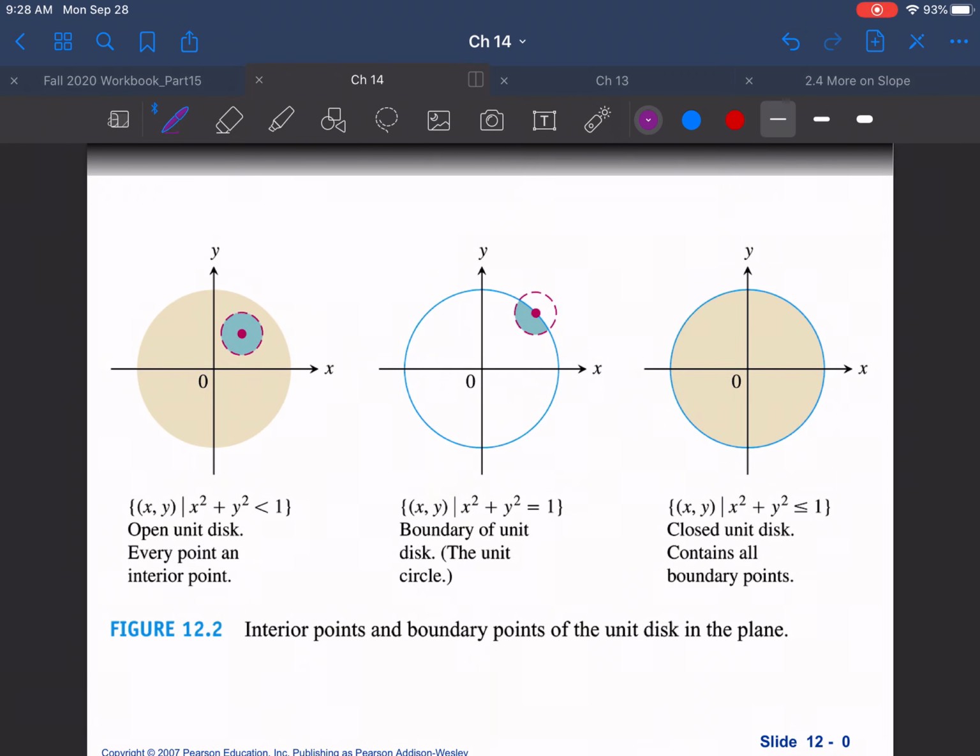Here you can see we have an open unit disk. Every point is an interior point because we only contain the interior points. We're not looking at the boundaries. Here we have a boundary, where all we're doing is collecting the points that count as boundaries. And then we have a closed unit disk, where we contain all of the interior points and the boundary points together. So this is ignoring, like, there's not an or equal to. Notice that missing there. Here is just equal to, so that's just the ring, the outer boundary. And here is less than or equal to, so that includes both things.